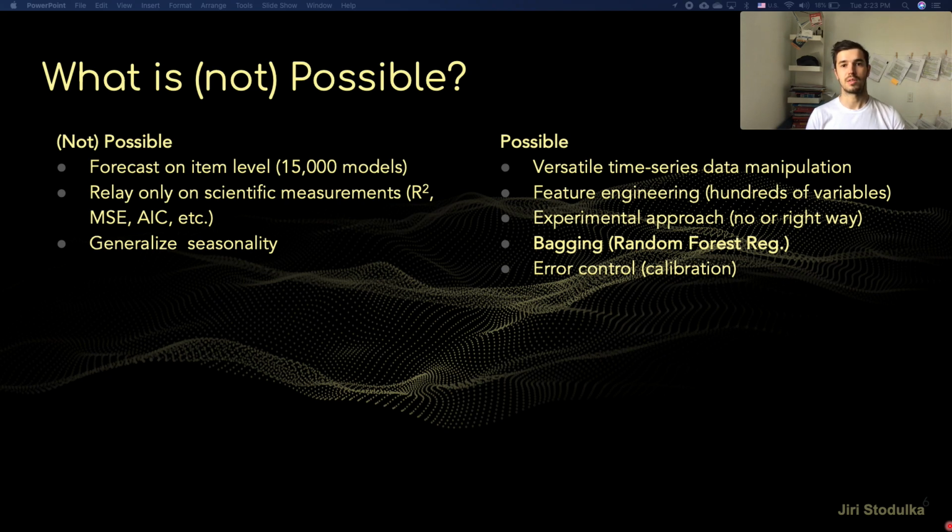On the other hand, certain things were possible to conduct. For example, versatile time series manipulation, as I will show you in the next slide. Also, given that I initially had three variables, I was able to engineer hundreds of them. And since there was no right approach, I could experiment a lot. On top of that, since it's time series data, I applied a unique way of forecasting, which was actually a random forest regressor or any other decision tree based regressor model. And to control the forecasting values in a way that they wouldn't be overshot or undershot, I had to control the error, and I calibrated the forecasting values.